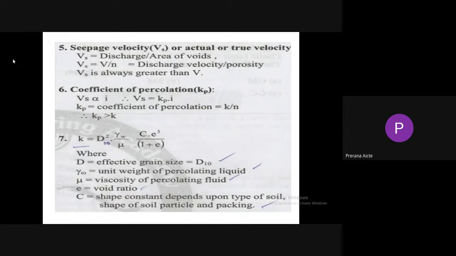Next, the coefficient of permeability is directly proportional to shape factor and void ratio, that is C e³ / (1 + e). For clay soils, void ratio is more, but the size of the voids is less. For gravelly soils, void ratio is less, but the size of the voids is more. In the case of gravel soils, that is coarse grain soils, voids will be fewer, but the size of the voids will be larger. For fine grain soils, that is clays, void ratio will be more, but the size of the voids is less.